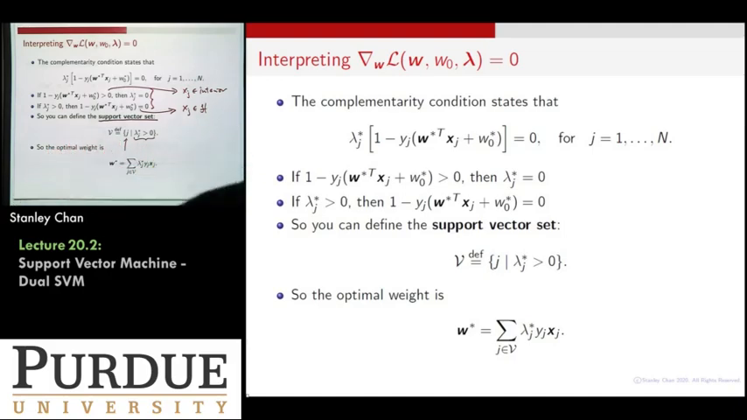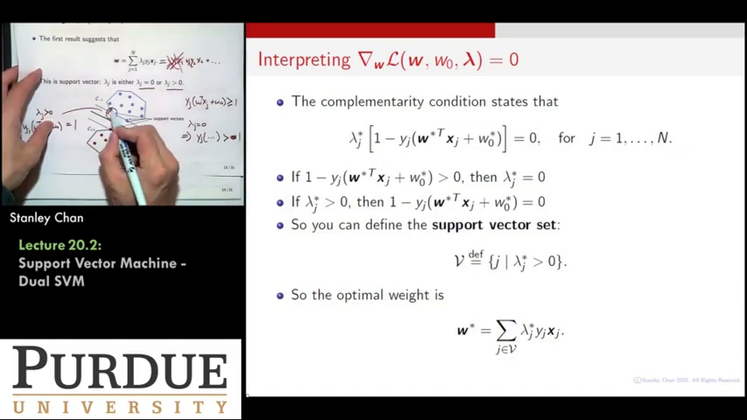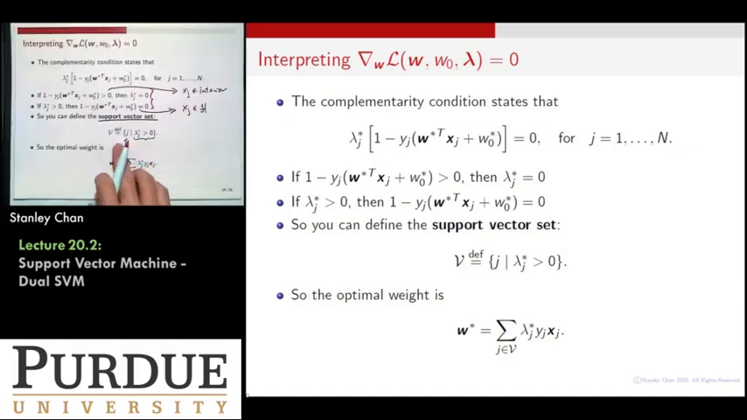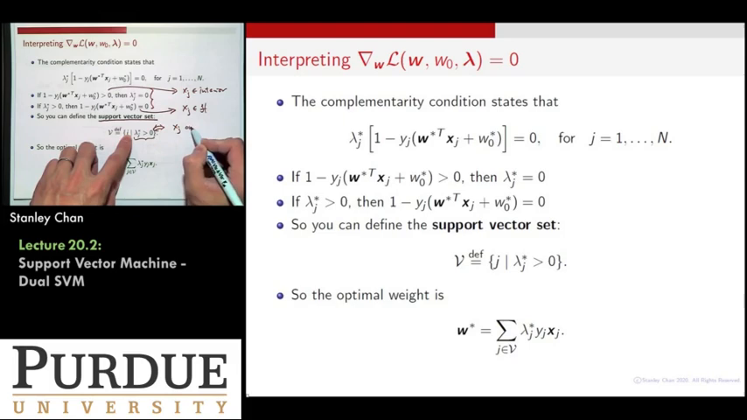So if you go back to the previous diagrams, this point, and this point, they will live in this support vector set, because their Lagrange multipliers are positive, or equivalently, it means that this xj is on the plane. Okay, so they're right sitting on the separating hyperplane.